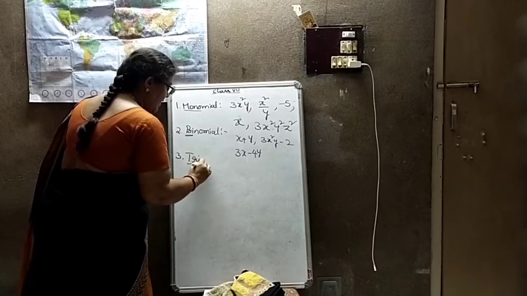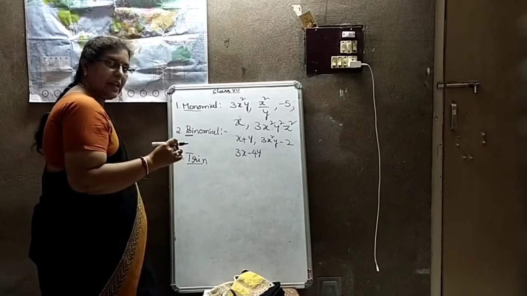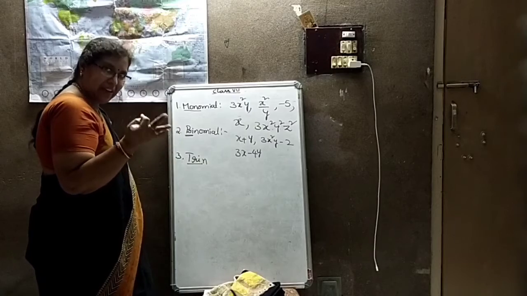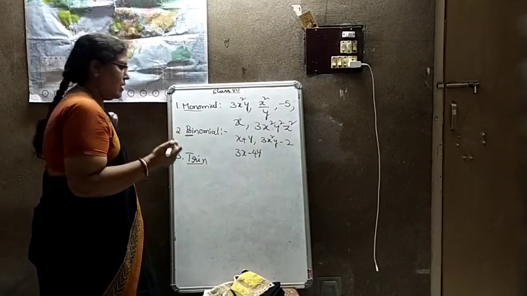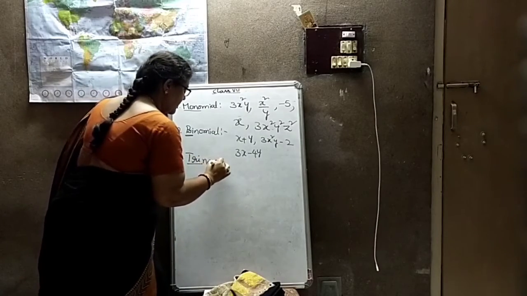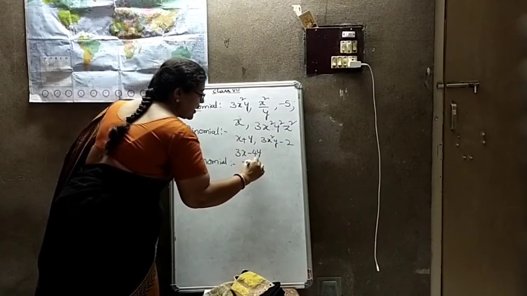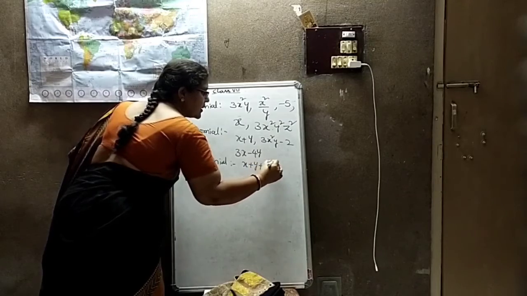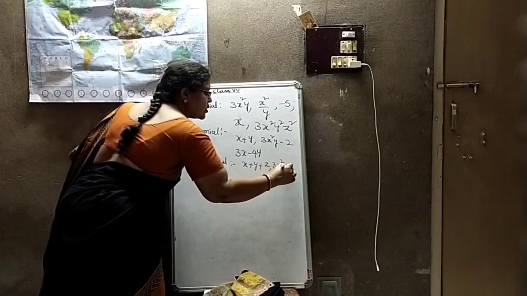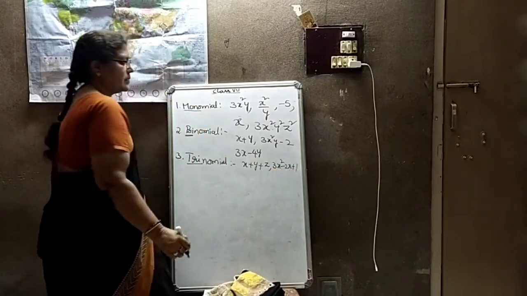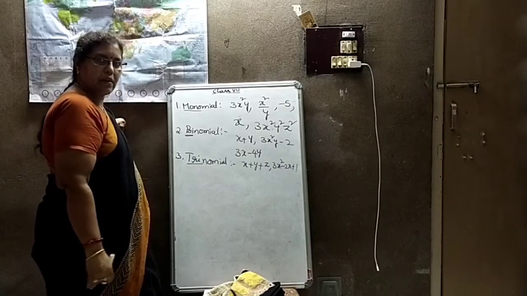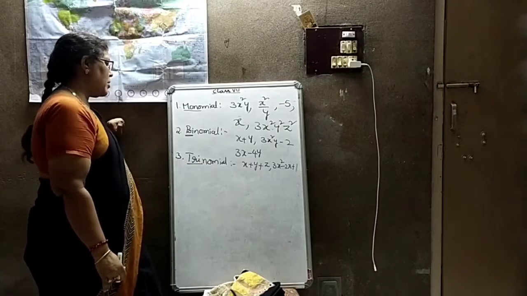trinomial. Trinomial. Triangle, three angles. Trinomial, three terms. x plus y plus z, 3x square minus 2x plus 1, etc. This is about trinomial.